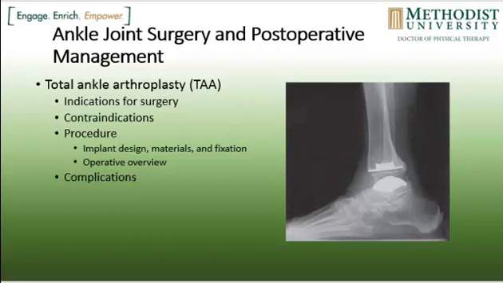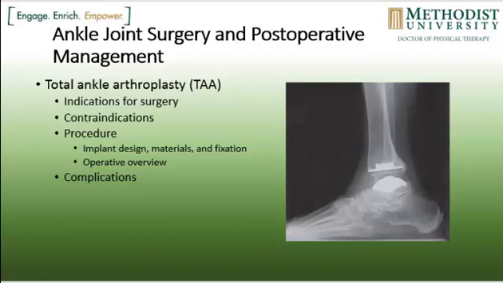All right, what kind of ankle surgeries can be done for individuals who have advanced osteoarthritis or rheumatoid arthritis of the ankle? Right now there are two main types of surgeries: a total ankle arthroplasty or ankle replacement, or an ankle arthrodesis. And so we're going to talk about the total ankle arthroplasty or the ankle replacement first.